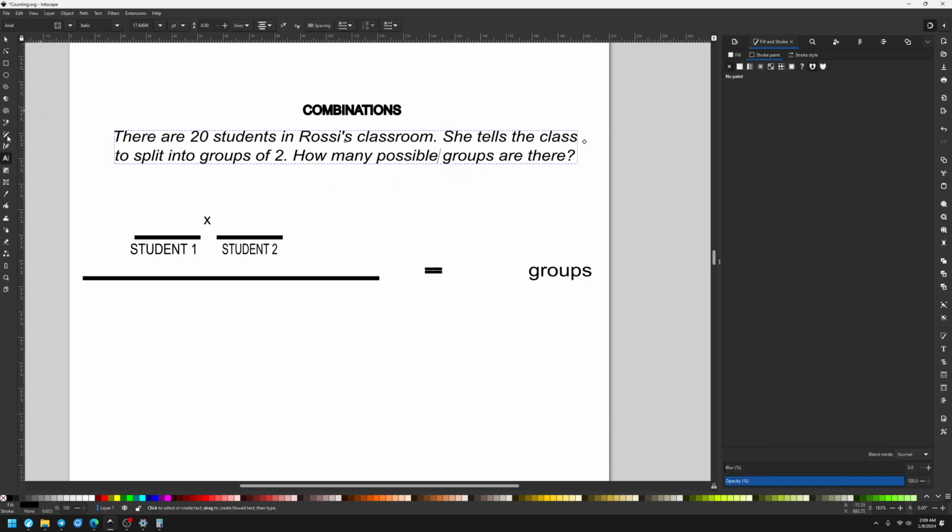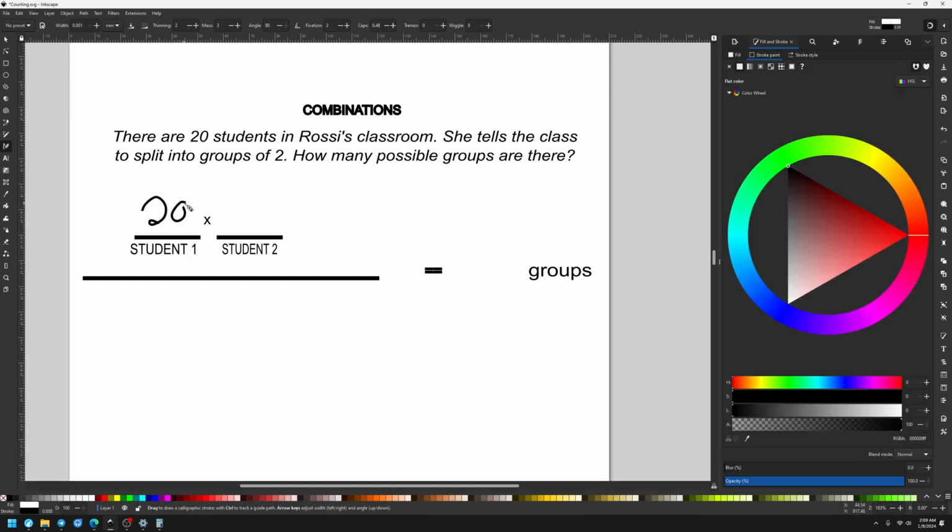Okay, now we see that there's no leadership, they don't have any roles here. We just want to split them into groups by choosing. That's why this is a combination problem, not a permutation. It's combinations, we're only choosing, we don't care about order. And for permutations, we do care about order. So first, for student 1, we have 20 options. And for student 2, we have 19 options.